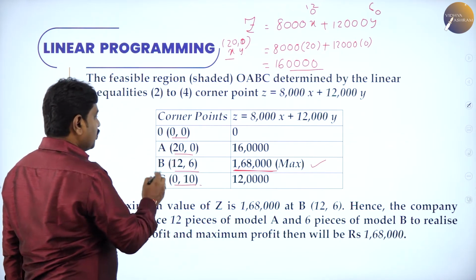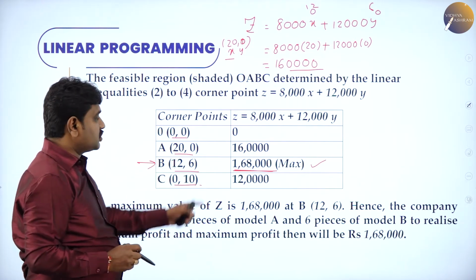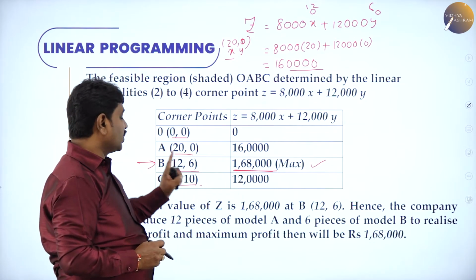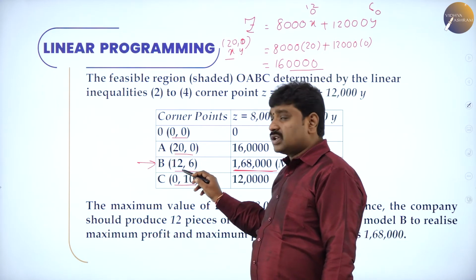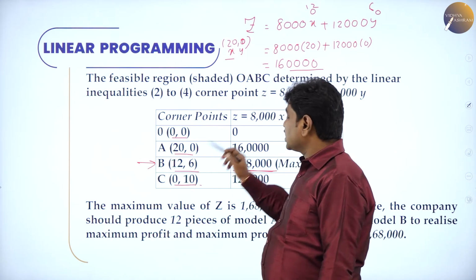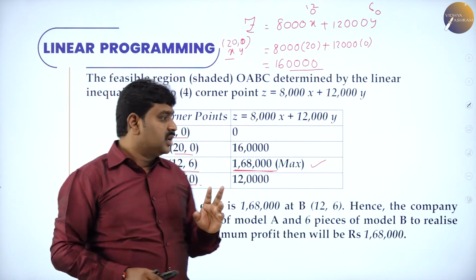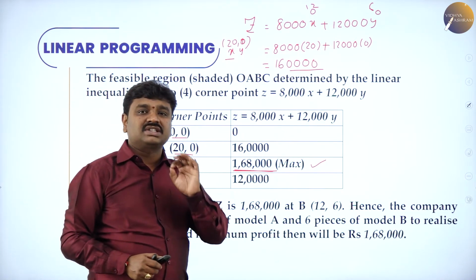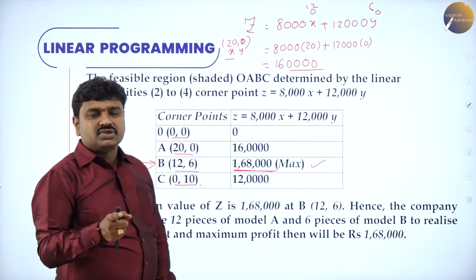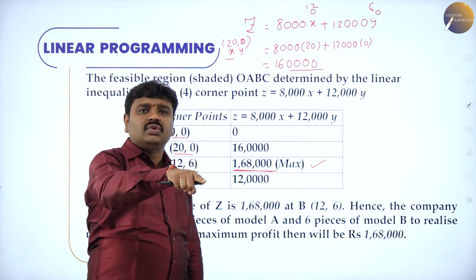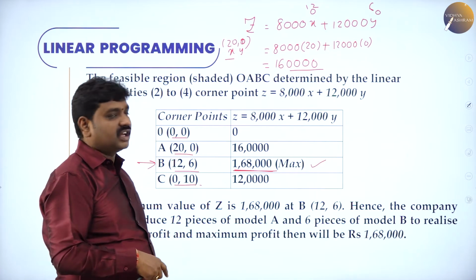So therefore, maximum value of the profit is 1,68,000 and occurs at 12, 6, means maximum profit you will get by producing 12 units of model A and 6 units of model B. So this is the conclusion. I hope all of you understood. First, read the problem, convert it into linear programming problem, that is formulate. After we formulate, solve it graphically.